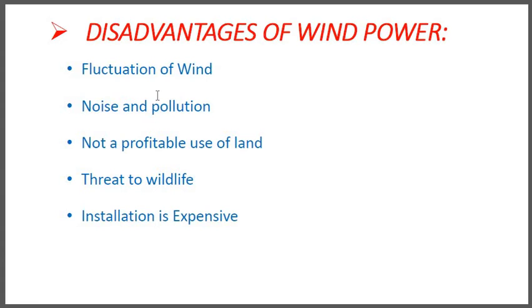Not a profitable use of land. So more land is required for the small megawatt. Threat to wildlife: it is a bad impact on the wildlife. Then installation is expensive, as we discussed earlier, 3.5 crores per megawatt. So these are the main disadvantages for the wind power system.